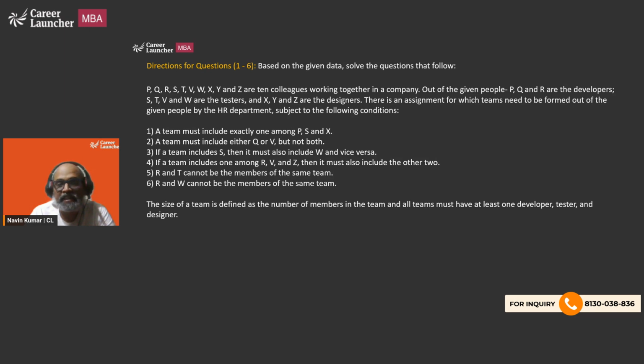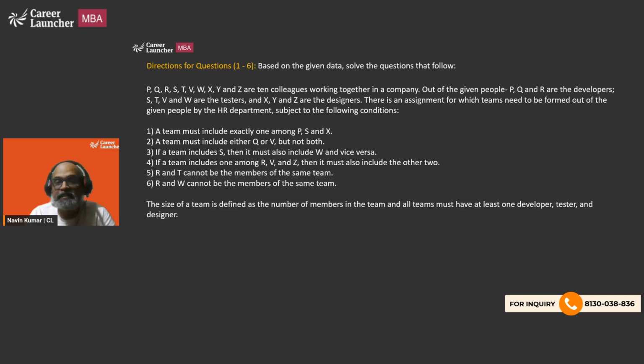A team must include exactly one among P, S, and X. A team must include either Q or V, but not both. If a team includes S, then it must also include W and vice versa. If a team includes one among R, V, and Z, then it must also include the other two. R and T cannot be the members of the same team. R and W cannot be the members of the same team. The size of a team is defined as the number of members in the team, and all teams must have at least one developer, tester, and designer.